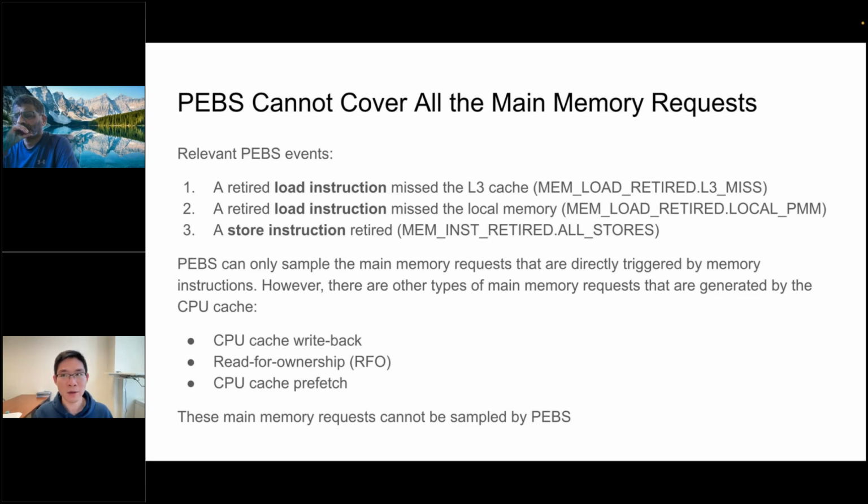Read for ownership will happen if, for example, a store instruction misses the CPU cache. In that case, the CPU cache needs to do a read for ownership to read the data from the main memory before doing the store operation. So all these three types of main memory requests cannot be sampled by PAPS. PAPS can only be used to sample the main memory requests triggered by memory instructions. And later I will use an example to show why that's problematic.